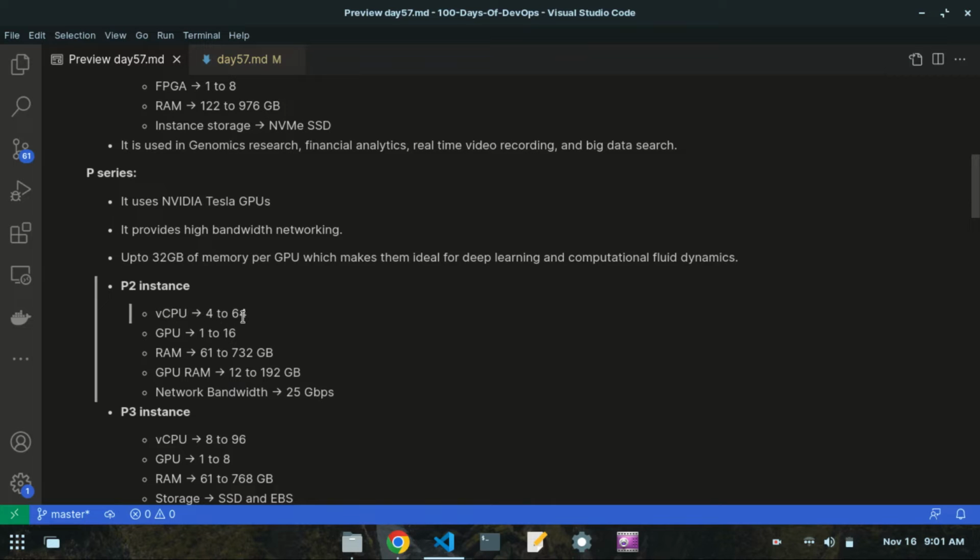The P2 instance provides 4 to 64 virtual CPUs, and the GPUs are from 1 to 16. The RAM is from 61 GB to 732 GB, and the GPU RAM is from 12 to 192 GB. The network bandwidth is 25 Gbps, in which the data will be transferred fast.